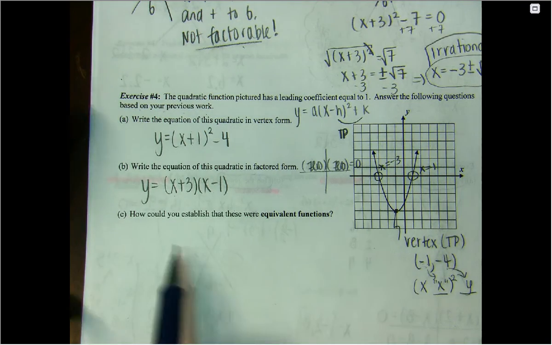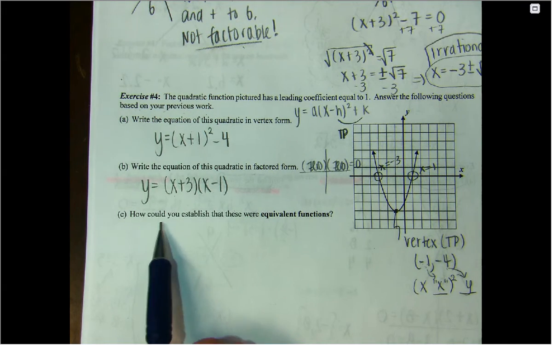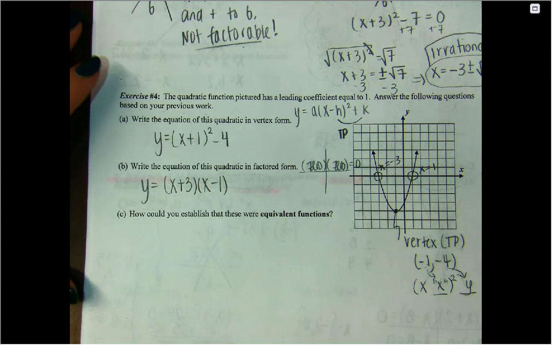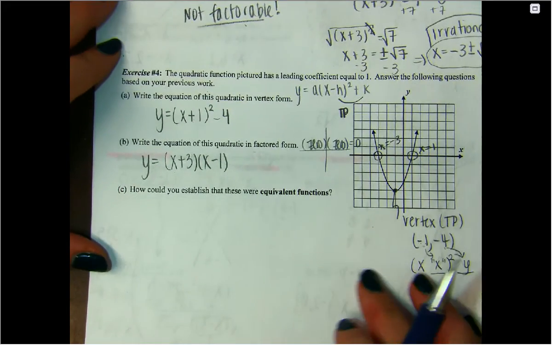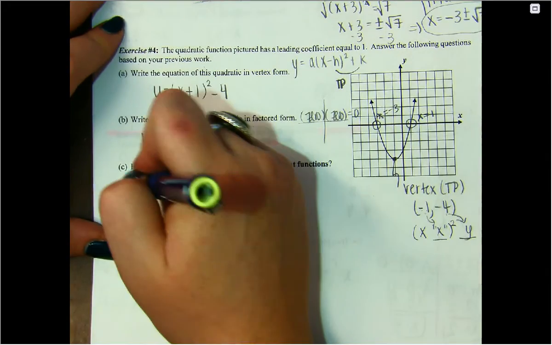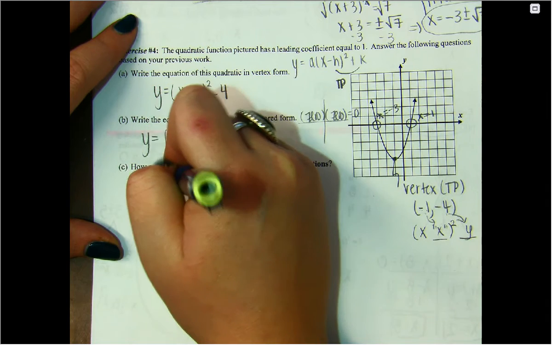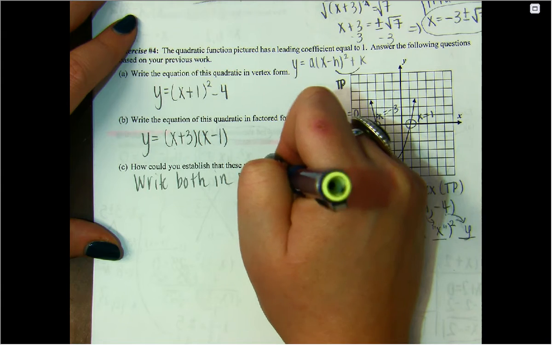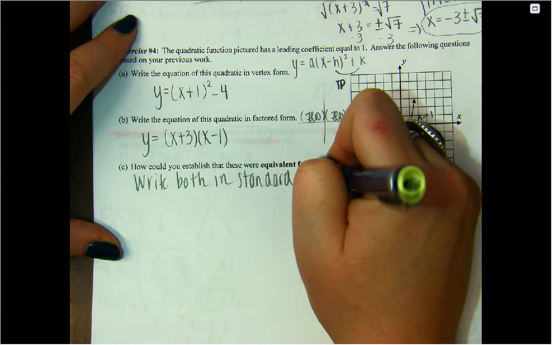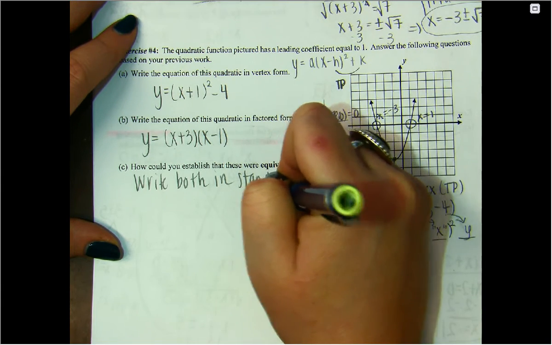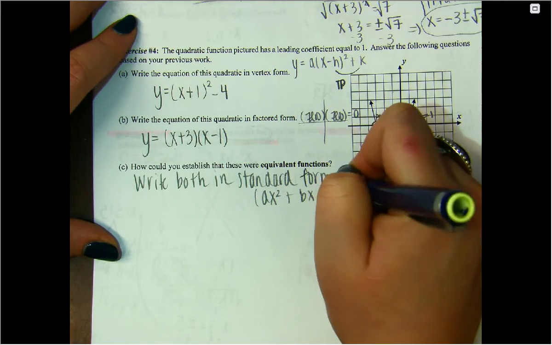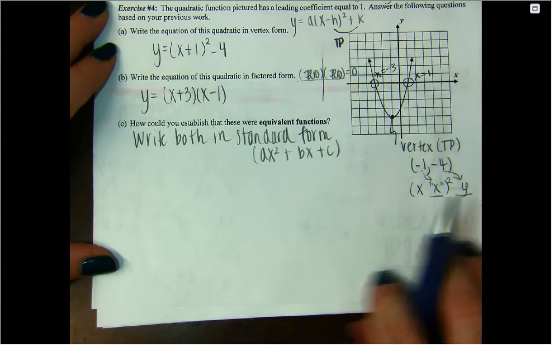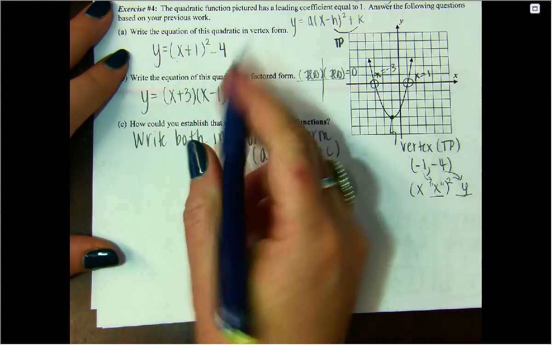And the last thing we're going to do is, this says, how could you establish that these were equivalent functions? The only way I could establish if these two are equivalent functions is if I put them both in standard form. And what is standard form again? It's ax squared plus bx plus c. Okay, so that's what we're going to do. The first thing I want to do is write this one in standard form.